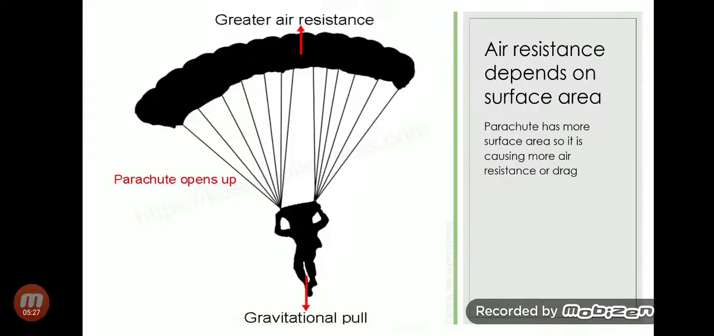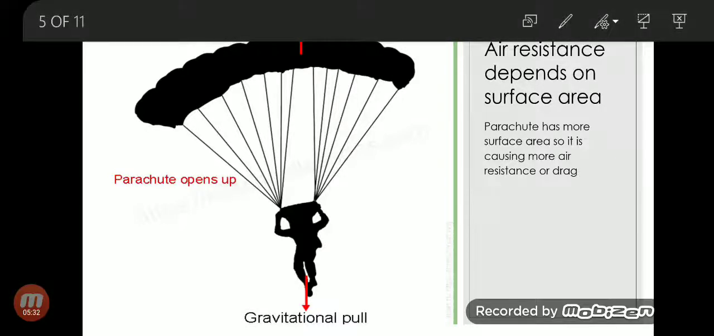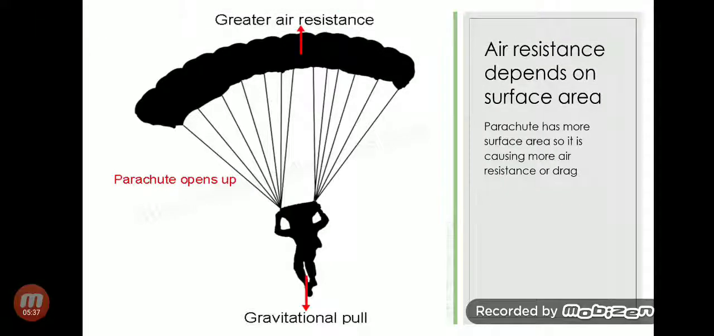Let me explain this with the help of this diagram. Look, this is a parachute. This parachute has a lot of surface area, right? Downward it is having gravitational pull, but the air resistance is always in the opposite direction of gravity. If the gravity is applied in one direction, then in the opposite direction there will be air resistance.